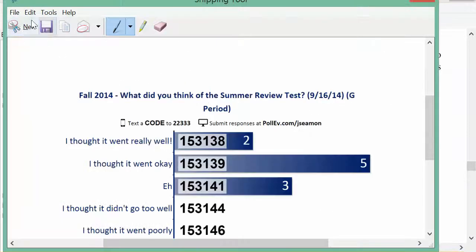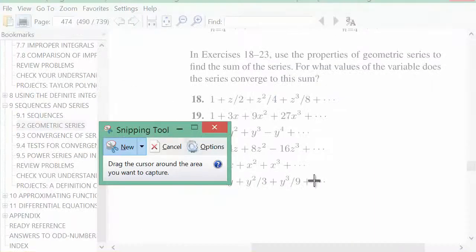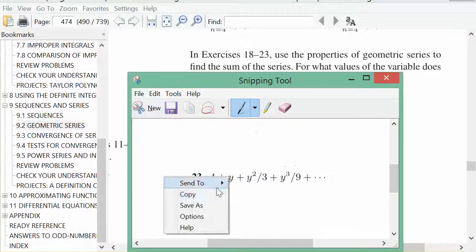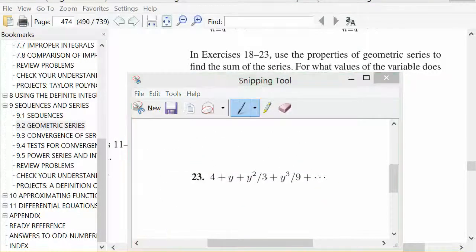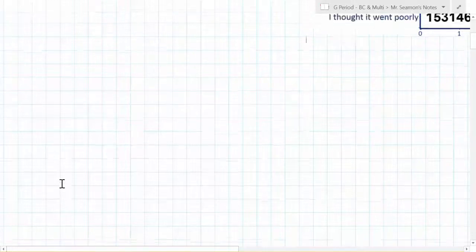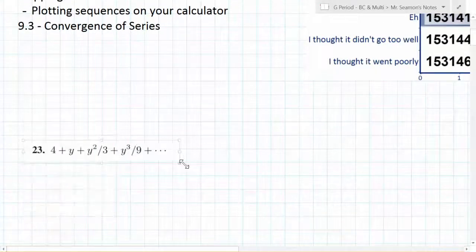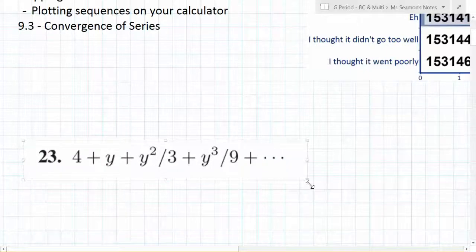So what's it asking you? It says, use the properties of geometric series to find the sum of the series. For what values does it converge and which values does it not converge? That's a great question to do. Okay, so this is a good warm-up one. So first of all, is this a geometric series? Yes. What's our A value?